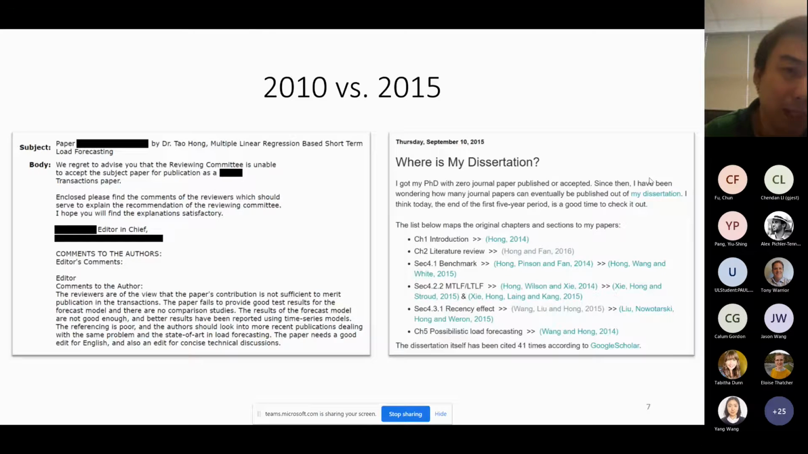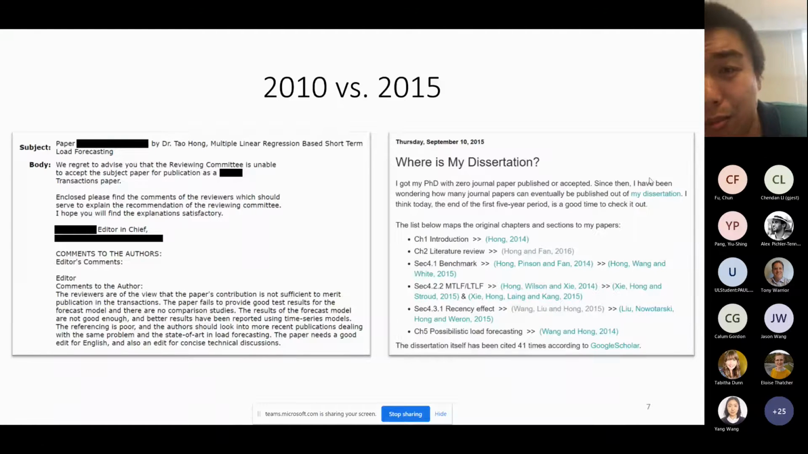By the way, on the left-hand side, this was a rejection letter from one of those rejected papers. You see the title is Multiple Linear Regression-Based Short-Term Load Forecasting. That's pretty much the core of my doctoral dissertation. And 5 years later, I did a count. Actually, tomorrow is September 10th here, so that's 12 years after graduation. But anyway, 5 years after my graduation, I took a look at my dissertation.